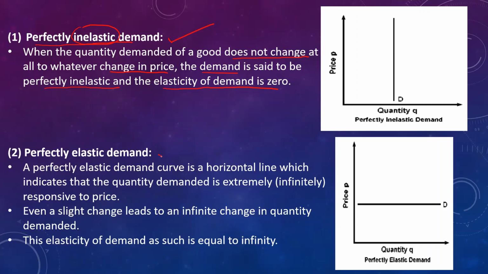Then perfectly elastic demand, it is opposite of inelastic, that is small change in price leads to extreme change in quantity demanded, that is infinite change. A perfectly elastic curve is a horizontal line which indicates that quantity demanded is extremely responsive to the price. Even slight change leads to infinite change in quantity demanded. In this, the value of elasticity, that is EP, is equal to infinity in case of perfectly elastic, and in case of perfectly inelastic it is equal to 0.